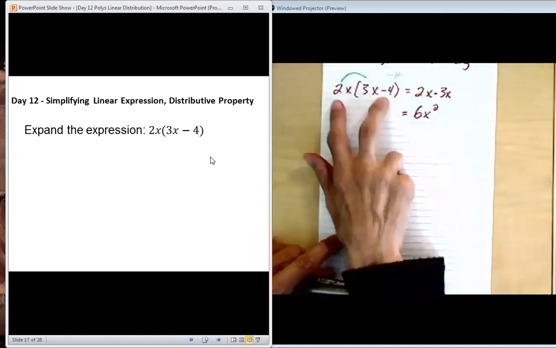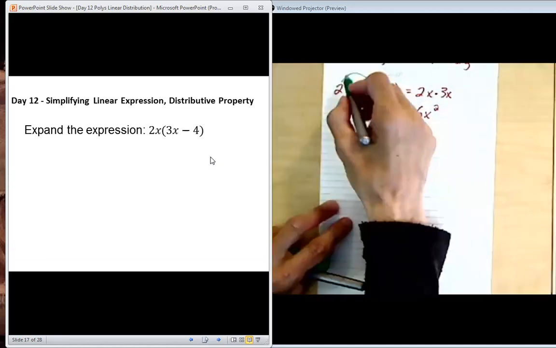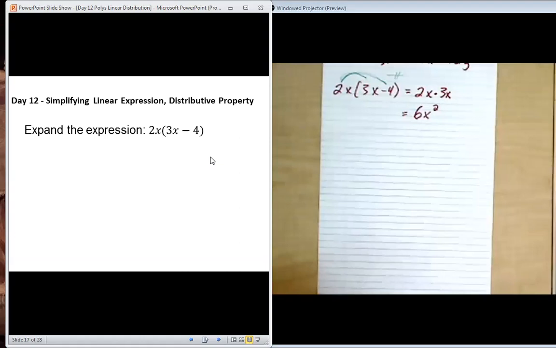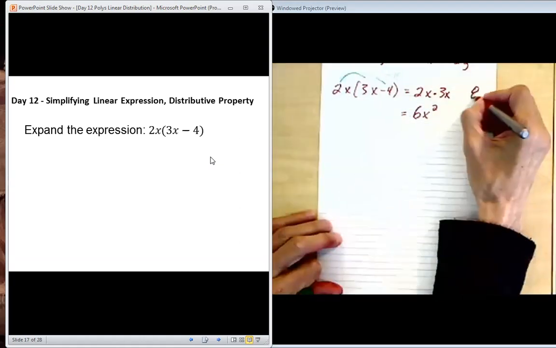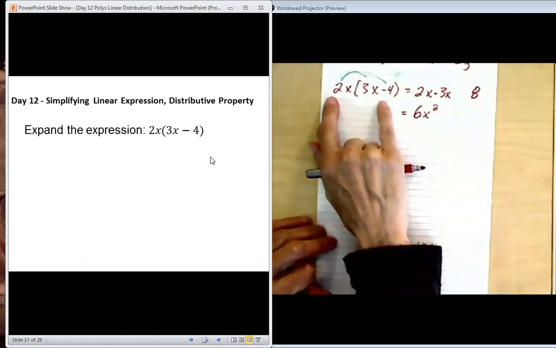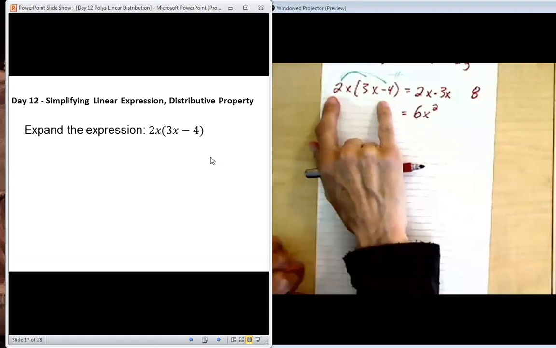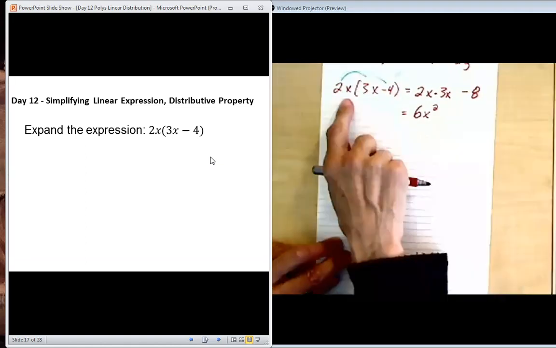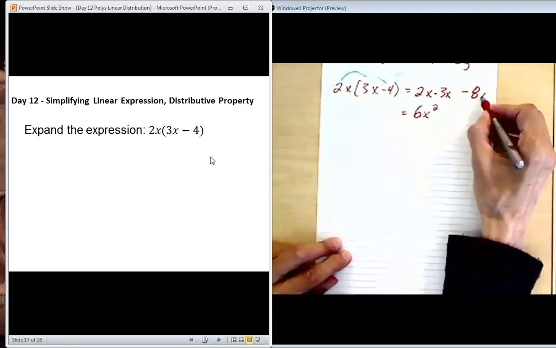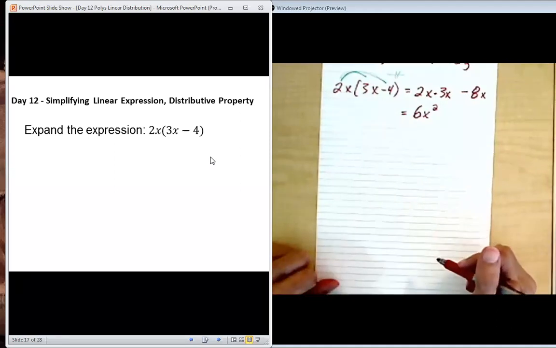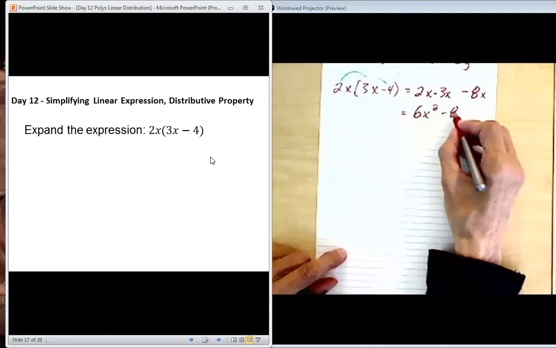For the last part, 8. 8 for sure. Plus or minus? Plus. Positive or negative? Minus. Negative, yeah. And this one has an x there. So 8x like that. Good. Minus 8x then.